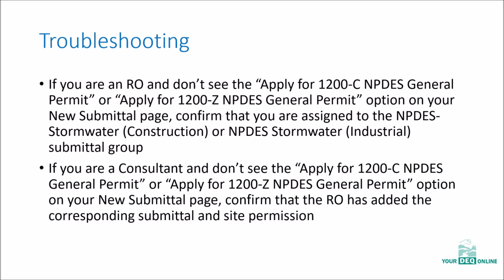A couple of troubleshooting tips. If you have a responsible official account in YDO, but you don't see the Apply for 1200C or Apply for 1200Z NPDES General Permit option on your new submittal page, check your account settings and make sure that you're assigned to the NPDES Stormwater Construction or NPDES Stormwater Industrial submittal group as applicable. If you have a consultant account in YDO and you're having the same issue, you'll need to contact the RO and make sure they've added the corresponding submittal permission for the site.